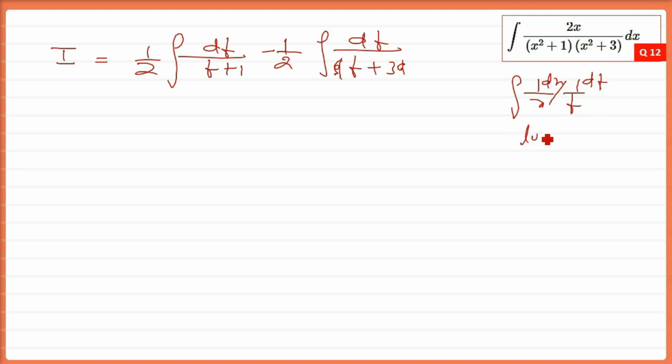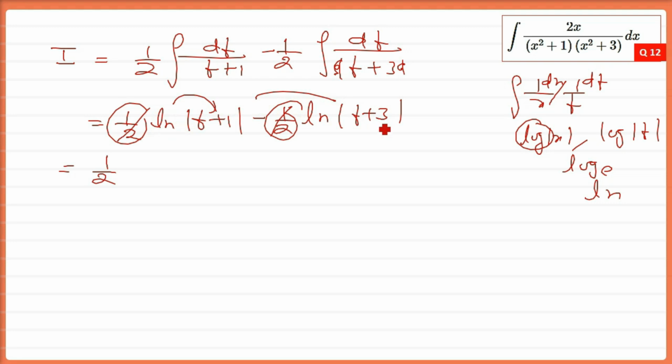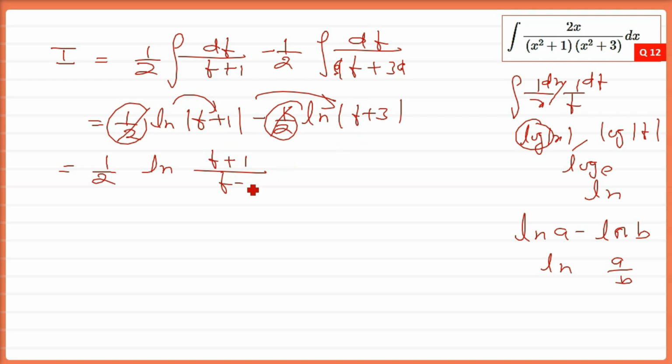So we know integration of 1 by x, or 1 by t, with respect to dx or dt will always give you log. So log modulus of x, or log modulus of t. This log is log base e. You can always write ln interchangeably in this place. So half ln modulus of t plus 1 here, and then we have ln modulus of t plus 3 here. Half and half you can take common. This will be ln t plus 1 minus ln t plus 3. So it will be log a minus log b. So this will be log a divided by b, that is ln a divided by b. So we have ln t plus 1 divided by t plus 3 with a modulus plus a constant of integration.